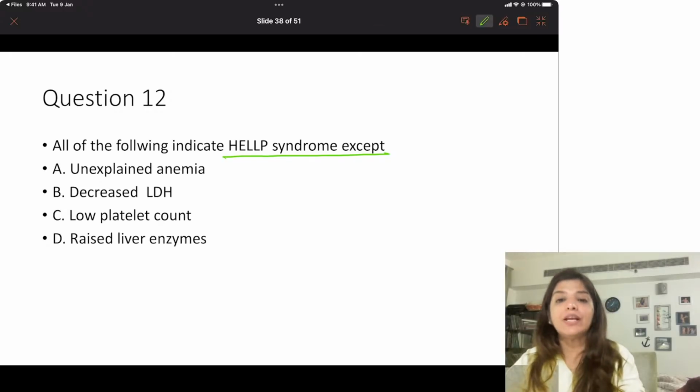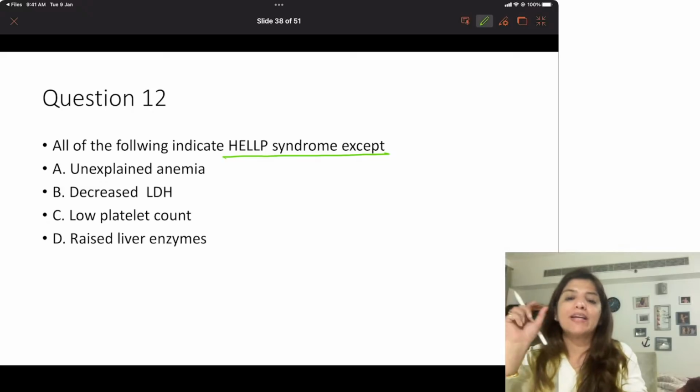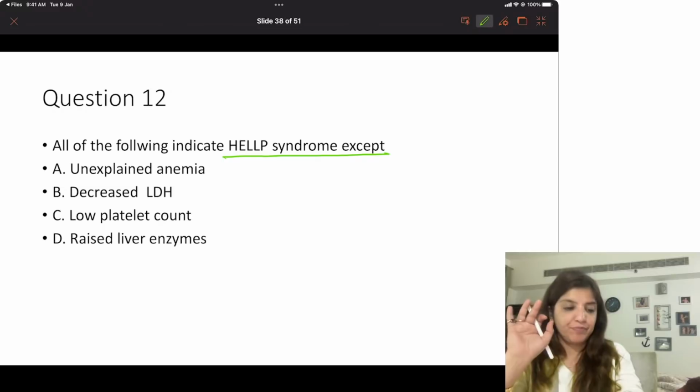Yes, if a single reading is more than 160 by 110, you can start medical management, but generally we do not start it based on just a single reading. There is this white coat hypertension. So by single reading, we mean that you wait for 15 minutes and you take another reading.